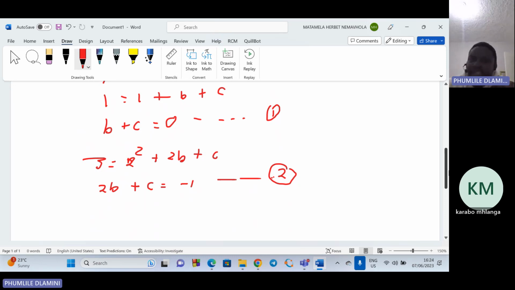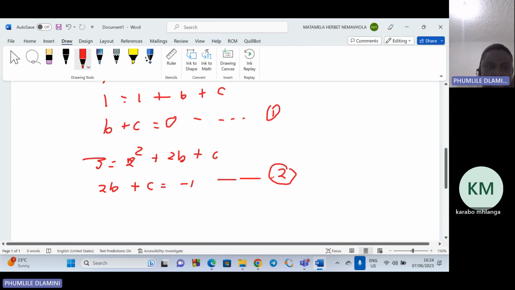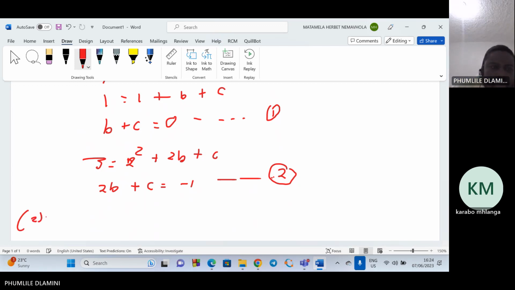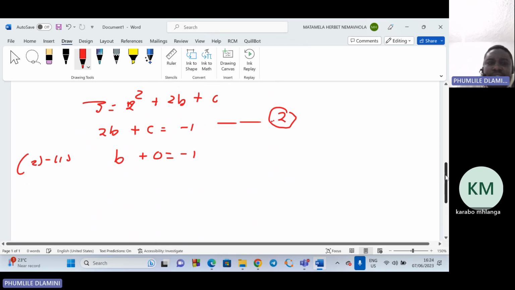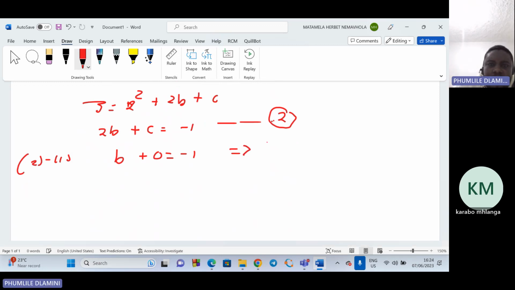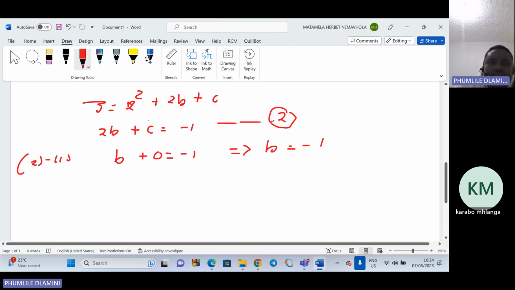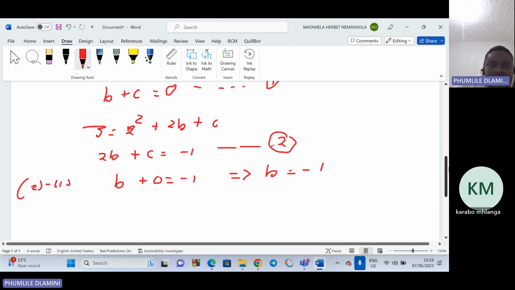Right. So when we subtract here, we're going to use equation 1. We take equation 2 minus equation 1. It's going to be 2b minus b, you're left with b. Then c minus c is 0, which equals minus 1 minus 0, which is minus 1. So b equals minus 1. When b equals minus 1, we can substitute in one of the equations. I can use the first one.